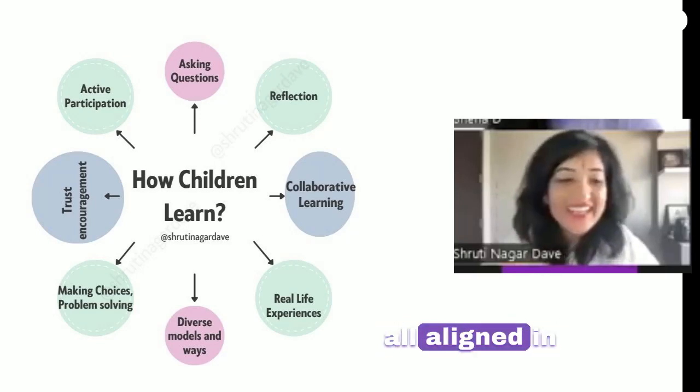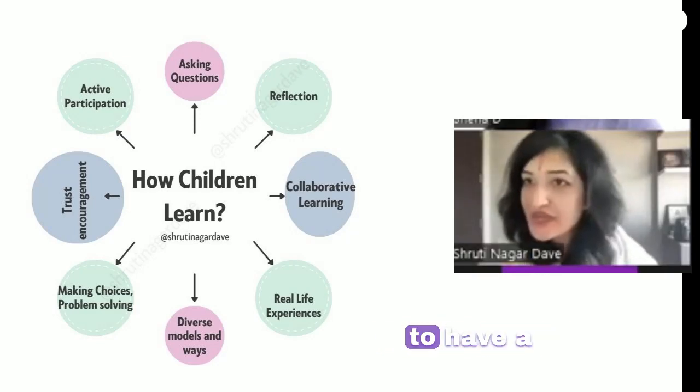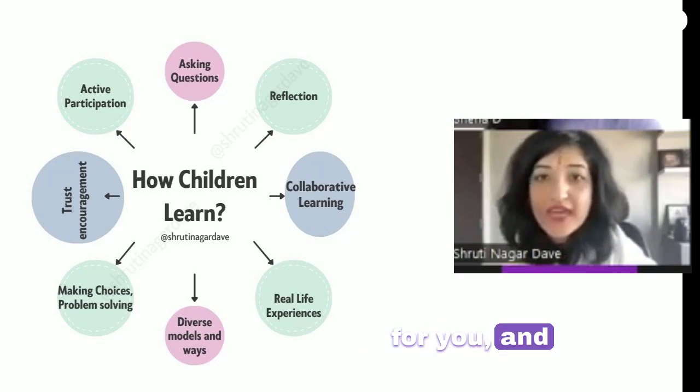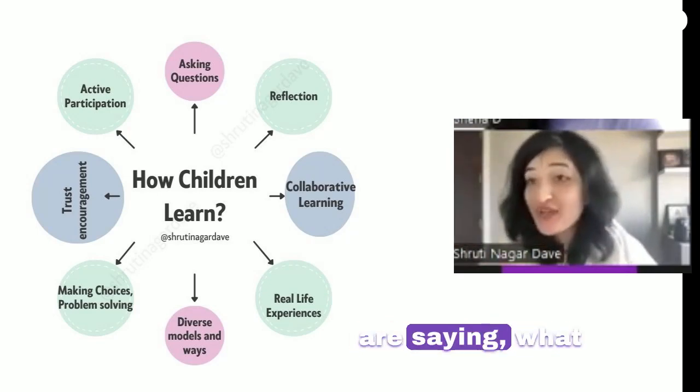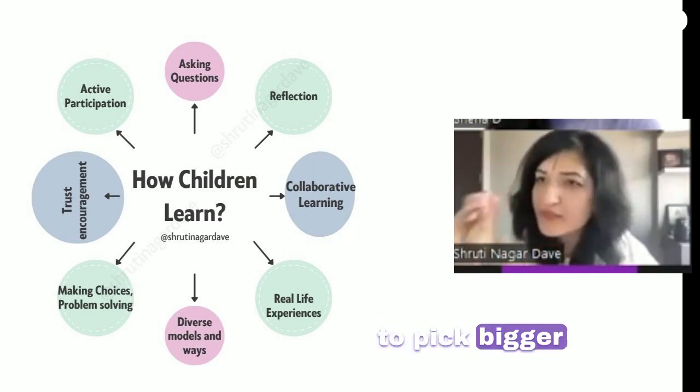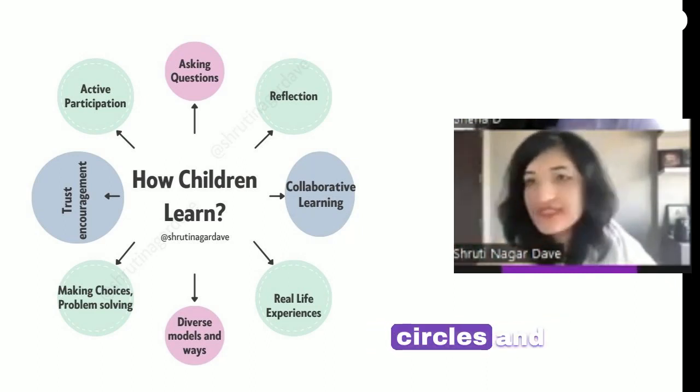Wonderful. I think we're all aligned in this form. And here's something that I'm going to have a snippet already formed for you, and that's looking like this. Most of you are saying, what is on the screen? I just wanted to pick bigger umbrellas and bigger circles, and everything falls under it.